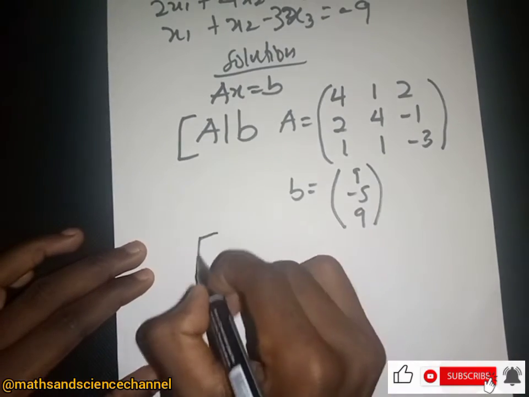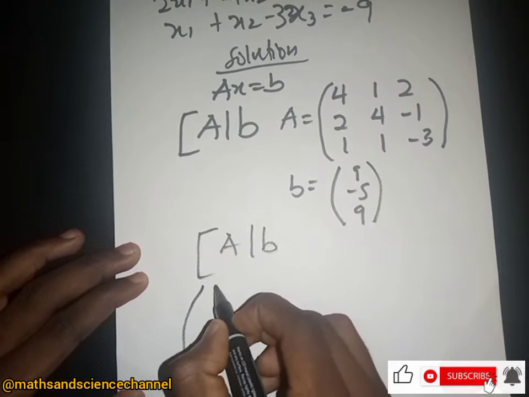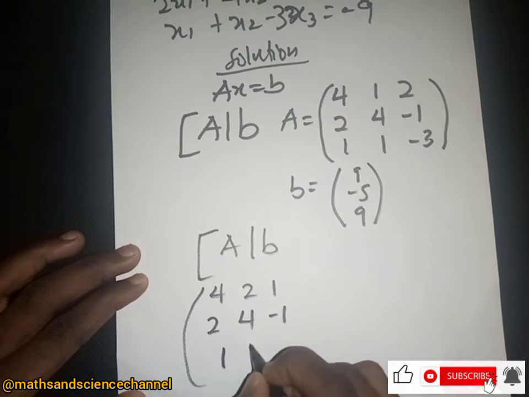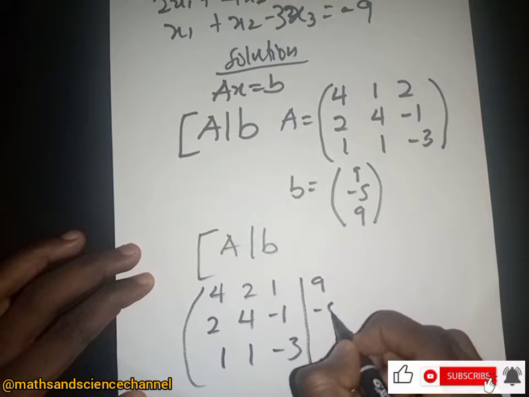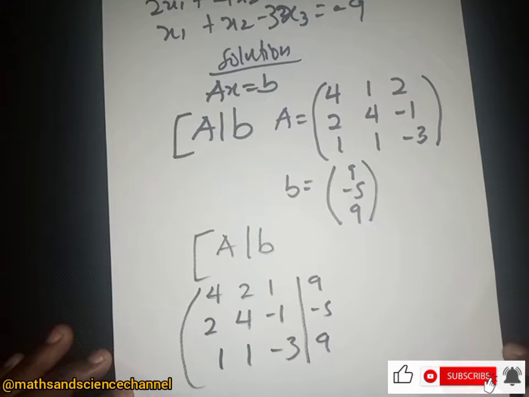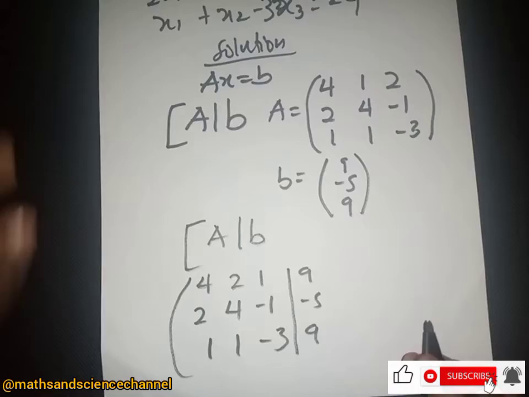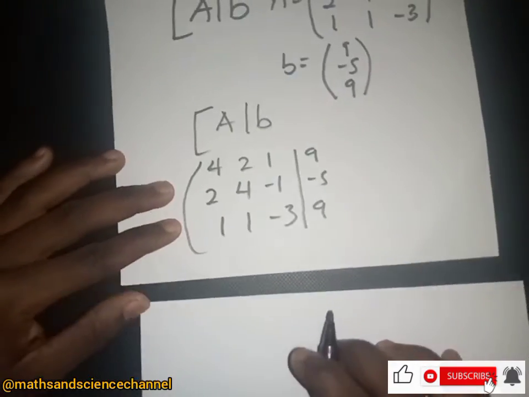So let's put that here: 4, 2, 1, then 2, 4, -1, then 1, 1, and -3, then 9, -5, and also 9. Now what we are going to do here is to eliminate all the coefficients of x1 in the second row and also the third row by using the first row.